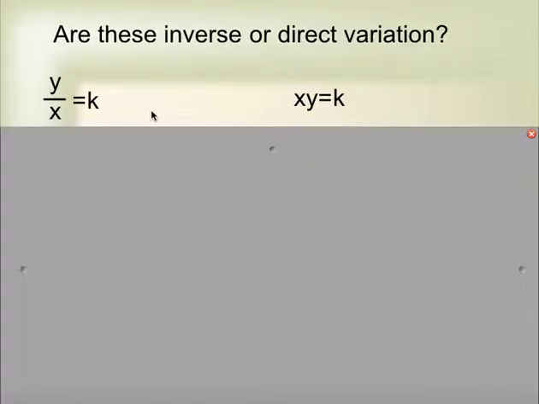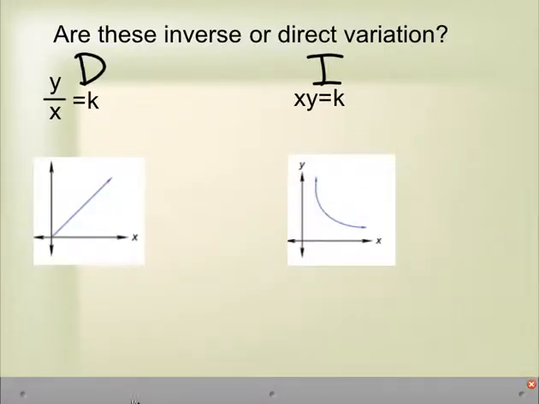Okay, so are these inverse or direct variation? Well, remember that if we have a quotient finding k, that is direct variation. If we have a product finding k, that is inverse variation. And how about these graphs? Straight line versus a curved line. Well, a straight line gives us direct variation when it goes through the origin, and this curved line is inverse variation.